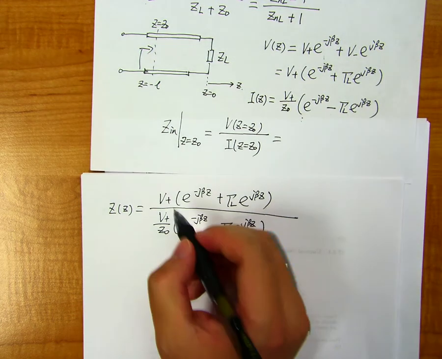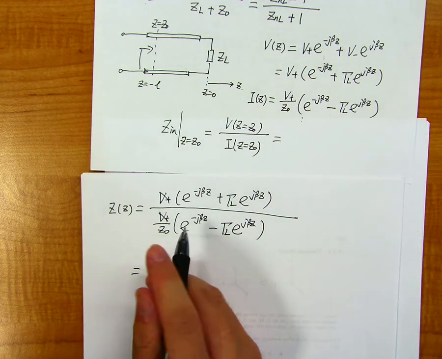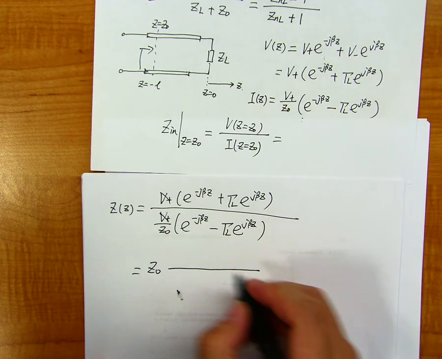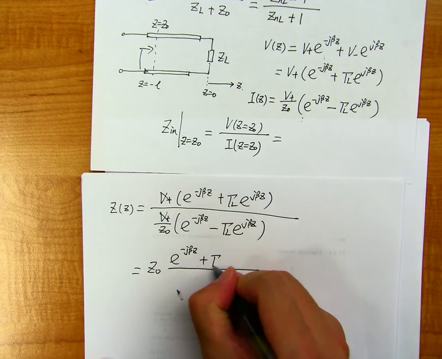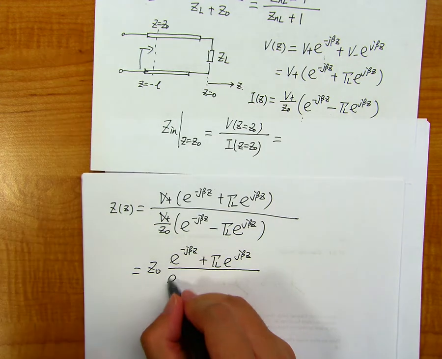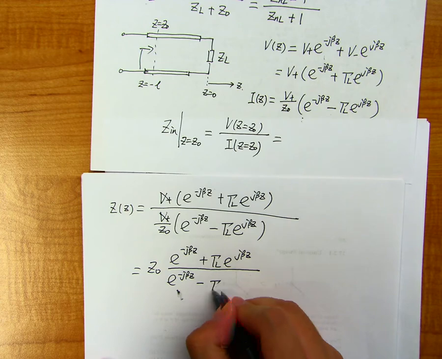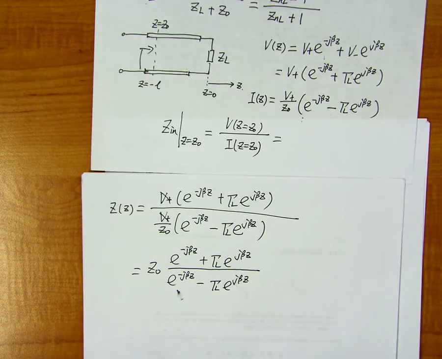Okay, and we can cancel this V plus here. What we have is Z naught times (e to the negative j beta z plus gamma L e to the j beta z) over (e to the negative j beta z minus gamma L e to the j beta z). Okay, so this is the input impedance at an arbitrary point along the z-axis.